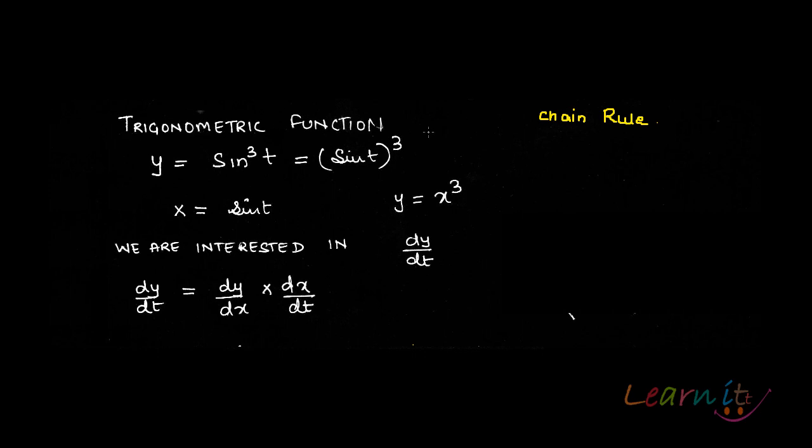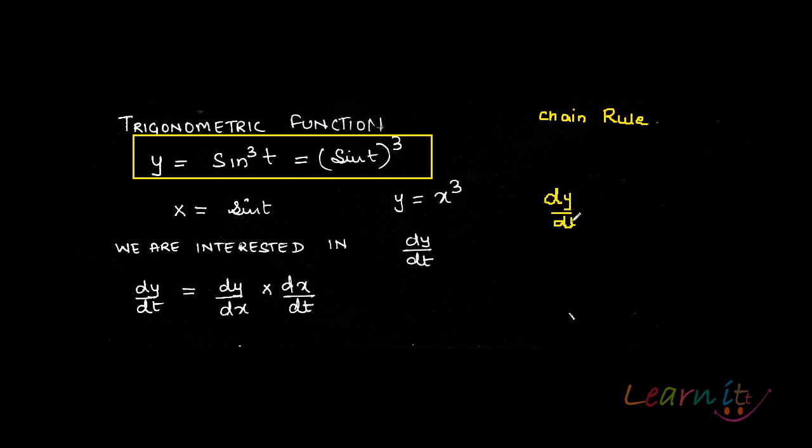Now let me just take you through a function which is in terms of sine, and essentially y is given to us as sine cube t, okay, y equals sine cube t, or I might just call it sine t whole cube, it's one and the same thing. So y is in terms of t, and I need to find out dy by dt.